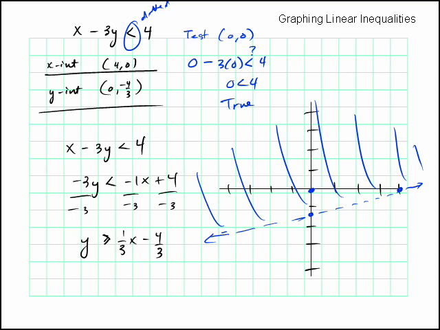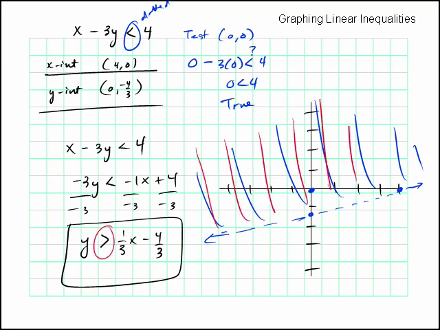Let me fix that. Okay, if you take a look, this is the line that we have, the dotted line, and right here it says y greater than, so we were supposed to shade above the line, which is what we did. So there you have it. Okay, next.